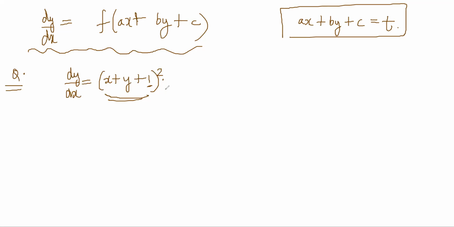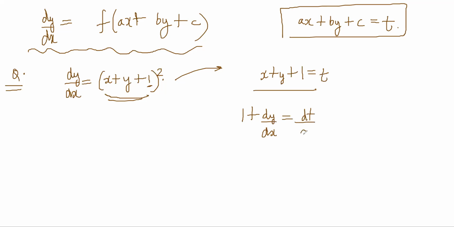So the first thing to do here would be x plus y plus 1 is equal to t. Let's see what happens. So differentiate with respect to x: 1 plus dy by dx, right? We can differentiate it with respect to y also, there's no compulsion like that.